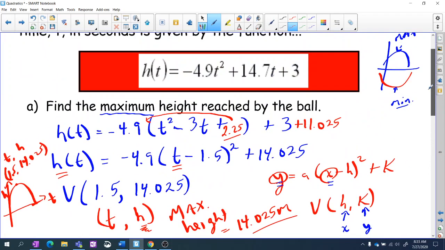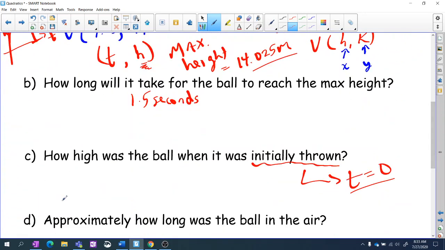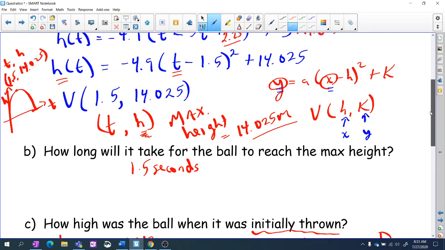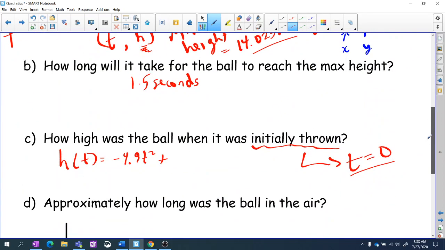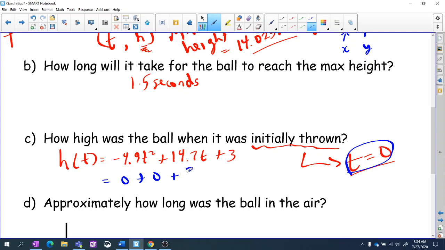So I take my original function, h of t was negative 4.9 t squared. I go back to standard form because that's always an easier one to get your, I think it's 14.7 if I remember right. Yep, 14.7 t plus 3. So all we're going to do is now insert 0 for t. So it's going to give me 0 plus 3. So at t equals 0, so this is the height evaluated when time is 0, you would get a height of 3 meters.